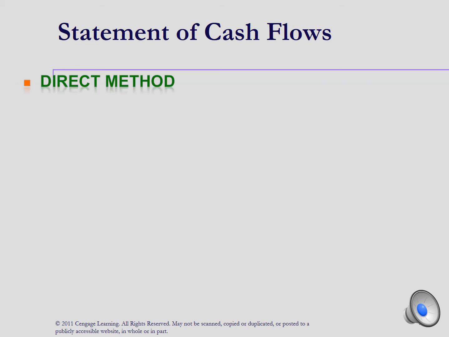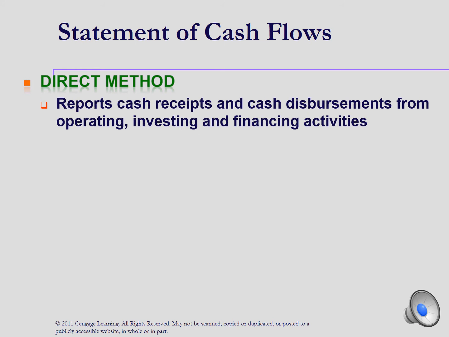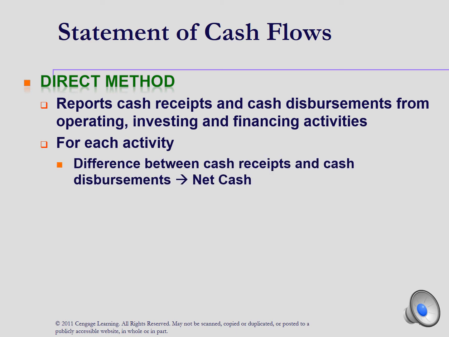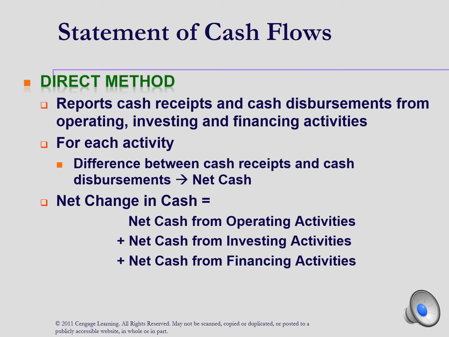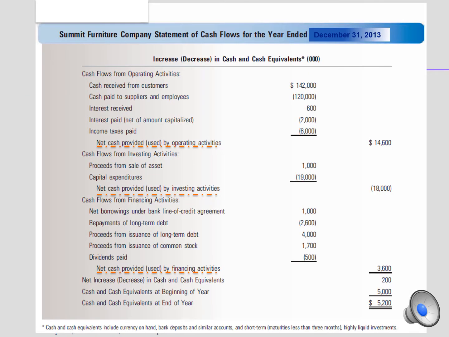By using the direct method, the company reports cash receipts and cash disbursements from operating, investing, and financing activities. For each activity, net cash is obtained by the difference between cash receipts and cash disbursements. Net change in cash is the sum of net cash from operating activities, investing activities, and financing activities. This slide provides an example of a statement of cash flows using the direct method. We see that net change in cash is the sum of net cash from operating, investing, and financing activities.